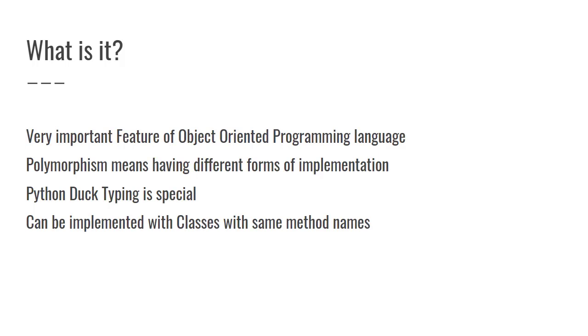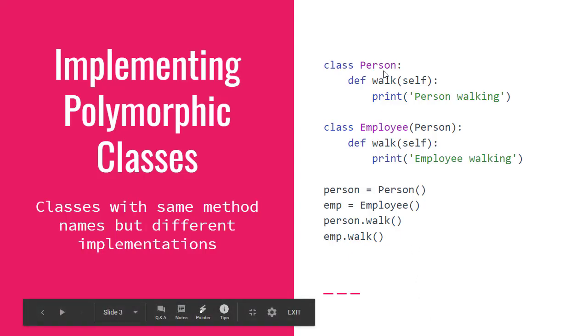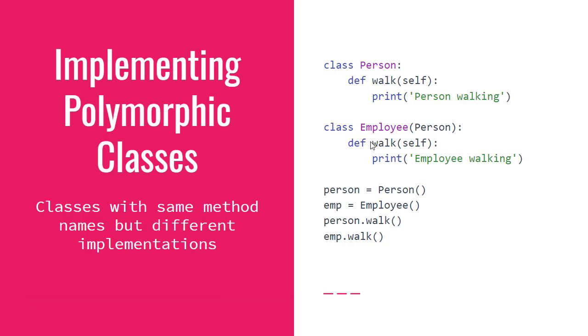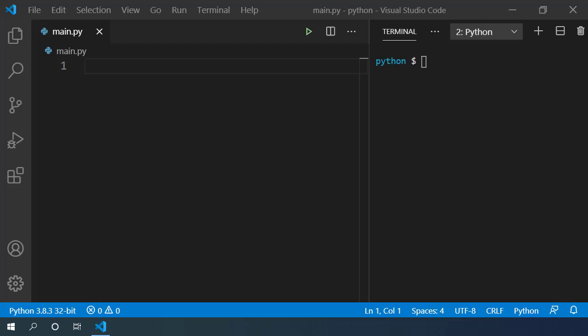We can implement polymorphism by using different classes which have the same method names. Here in this slide, I have this person class, which is a superclass, and we also have a child class employee which extends from the person class. Both of these classes have a walk method defined in them. They have different implementations of this walk method. Now if I call the walk method on each class's objects, they will provide different results. Let's switch over to our IDE and see this live in action.